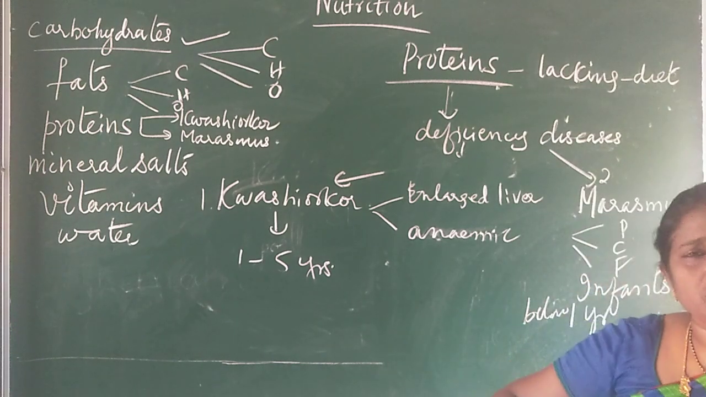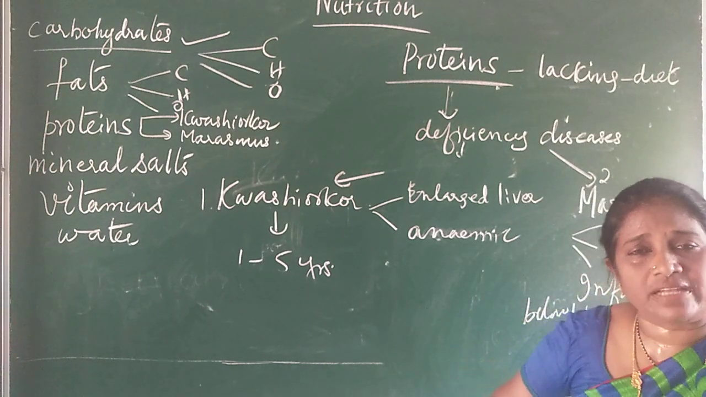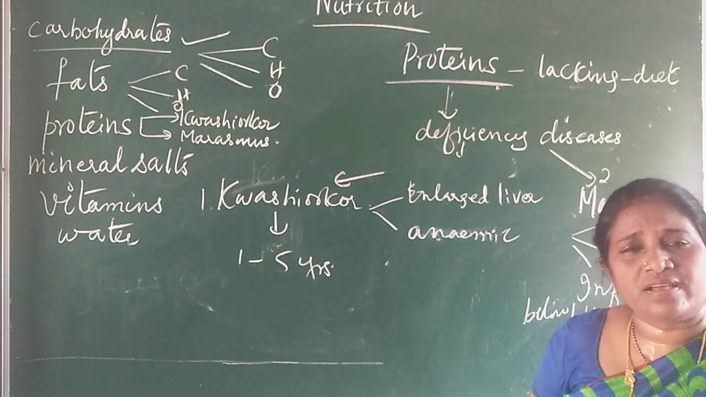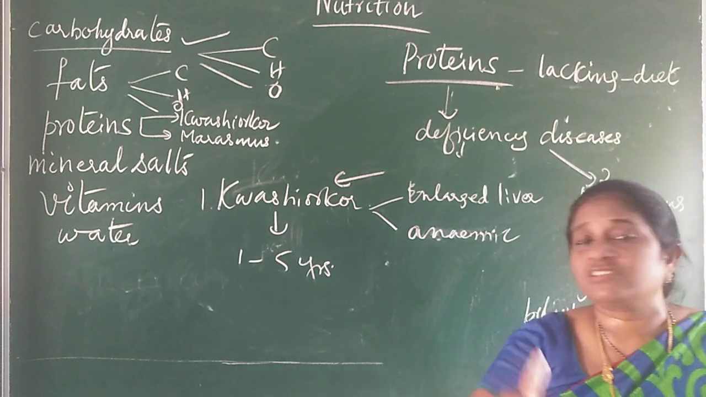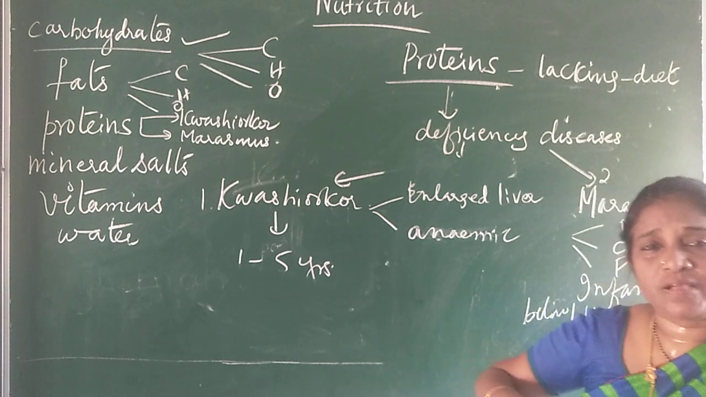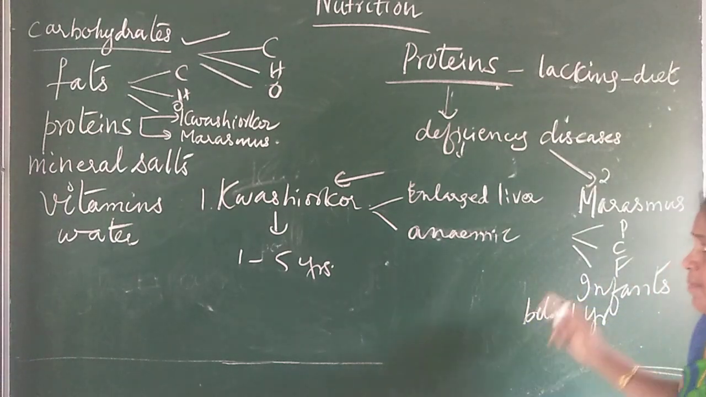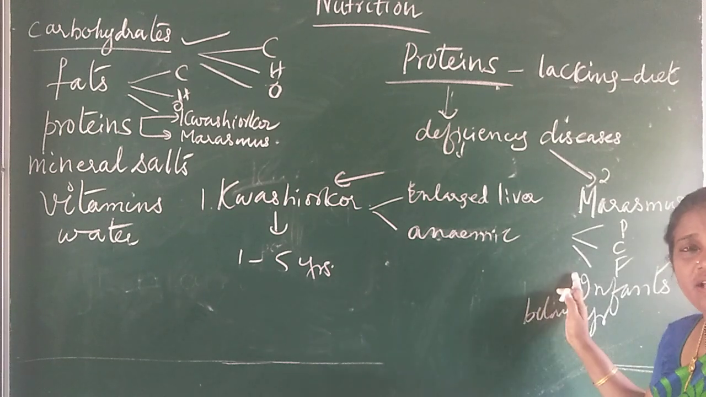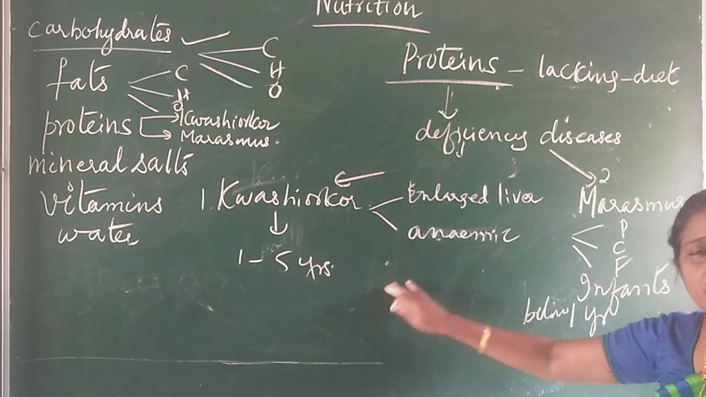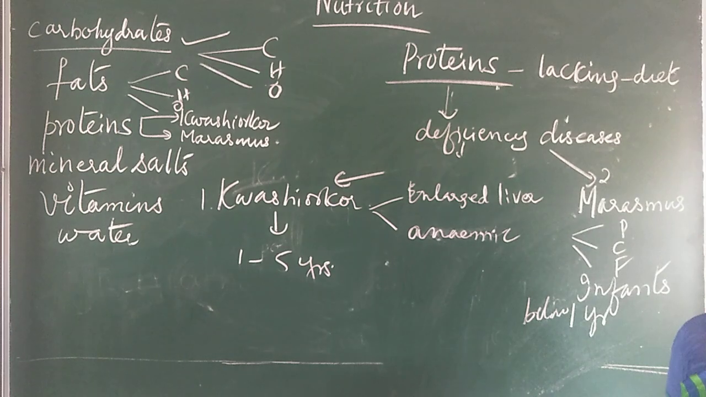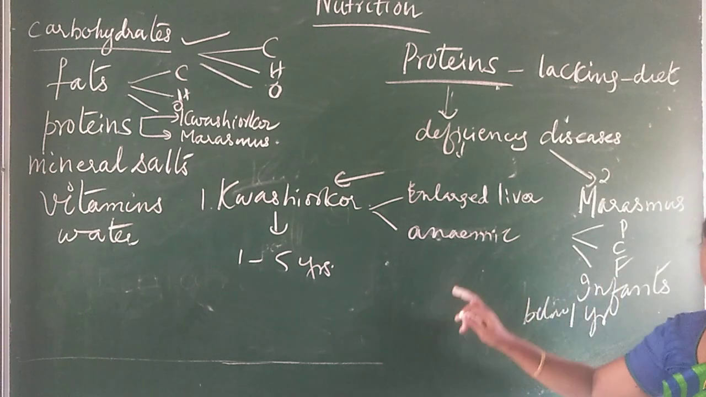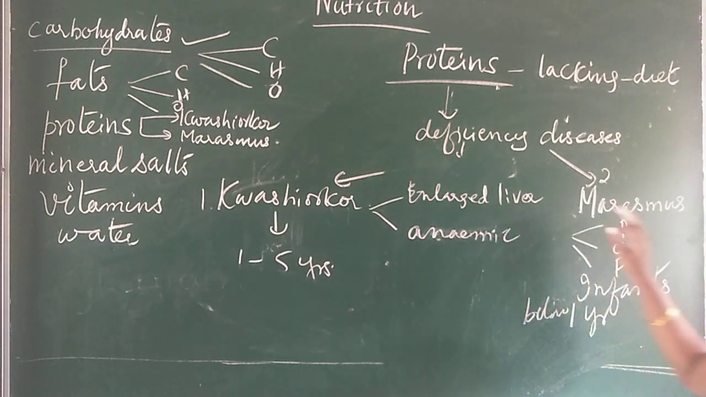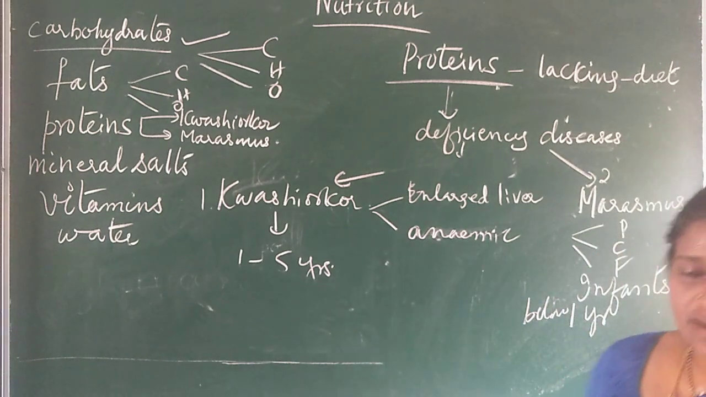Very skinny growth. The ribs are very prominent. The child looks very weak because of mainly degeneration of muscles, and the ribs become very prominent. But there is no swollen condition, no edema, just like in kwashiorkor. Edema is found only in kwashiorkor. There is no edema in marasmus. So these are the main differences between kwashiorkor and marasmus. Okay, children?